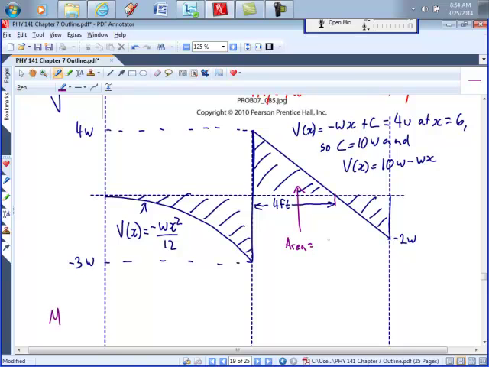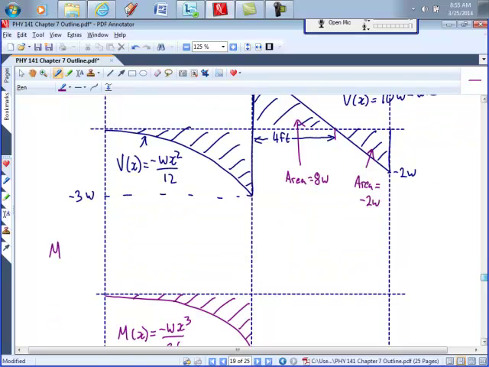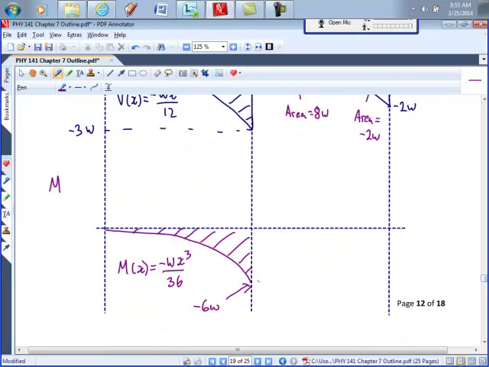So 1/2 base times height, 4 feet times 4w would be 16w. Half of that would be 8w. Area of the smaller triangle is going to be 2 feet times 2w would be 4w. Half of that would be 2w, and it's negative. I've written that in purple because those are the values we're going to use down here.